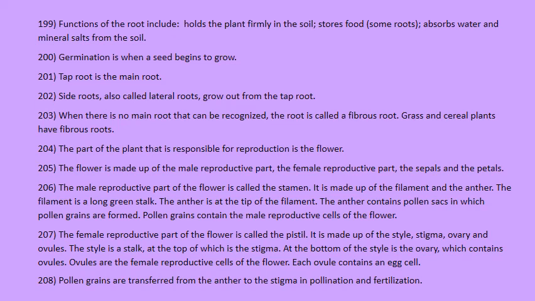The female reproductive part of the flower is called the pistil. It is made up of the style, stigma, ovary, and ovules. The style is a stalk at the top of which is the stigma. At the bottom of the style is the ovary, which contains ovules.